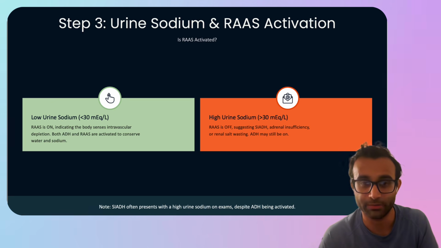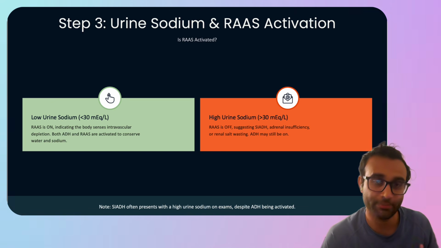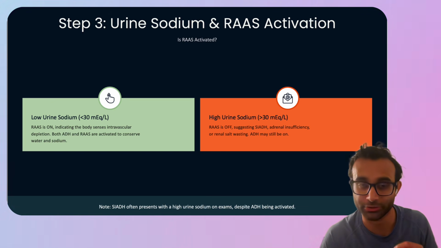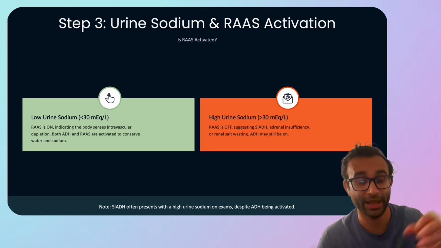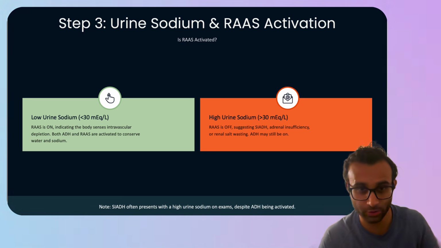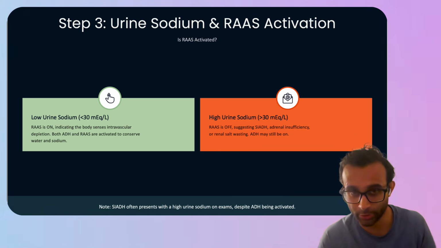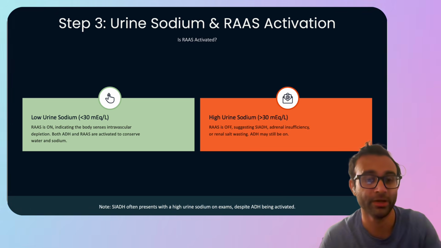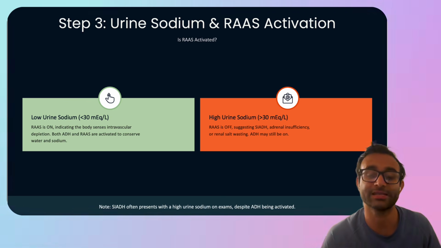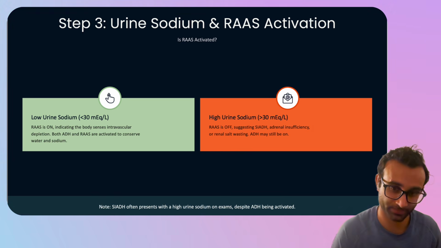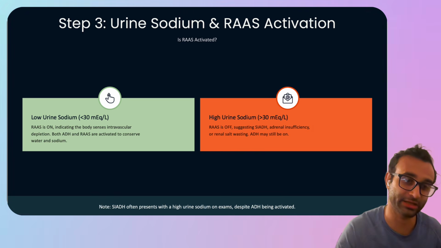If your urine sodium is less than 20 or 30, that means your renin, angiotensin, aldosterone system is working, because it is noticing that your blood volume is low and causing your body to reabsorb sodium. The sodium is reabsorbed and ultimately leads to reabsorption of water, because water follows sodium. So if your urine sodium is low, that is an indication that RAAS is on. And if your urine sodium is high, that is an indication that RAAS is off. There can be a lot of reasons why this will be the case.